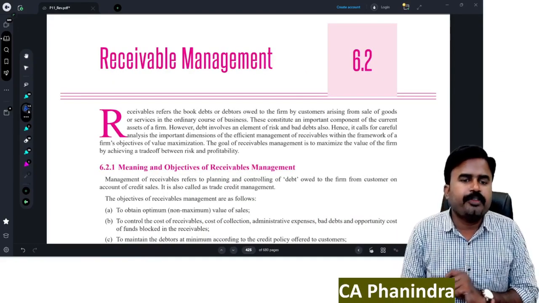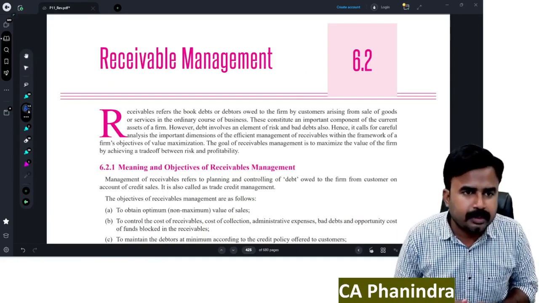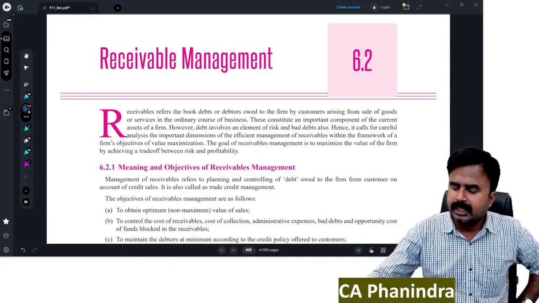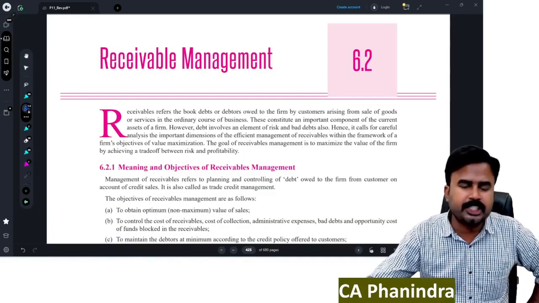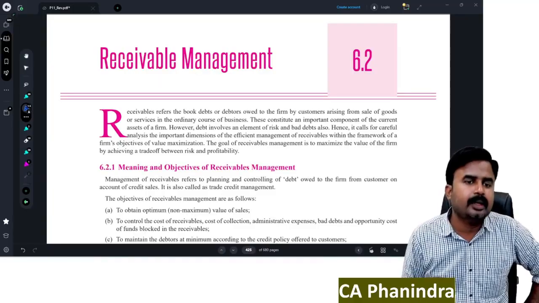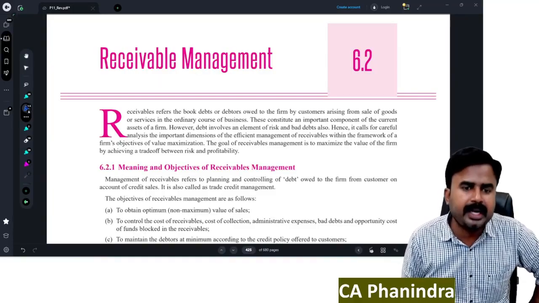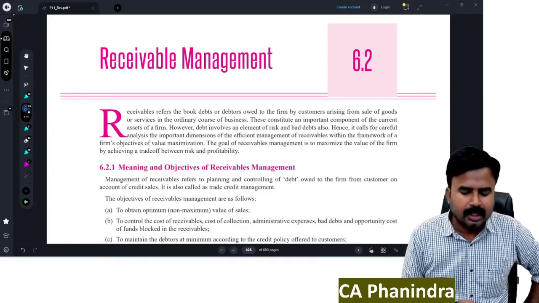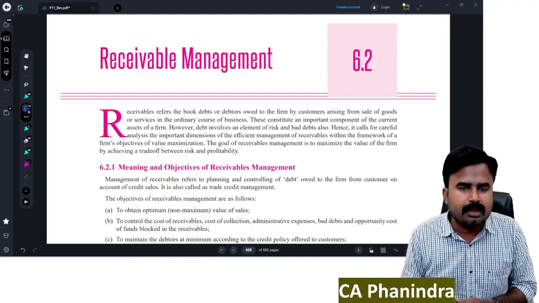Good evening, all of you dear students. We have started with the chapter Working Capital Management. In that we understood the concept of estimation of working capital requirement and operating cycle period calculation. Now we are entering into the next area, management. So as part of that, I've started with receivables management.